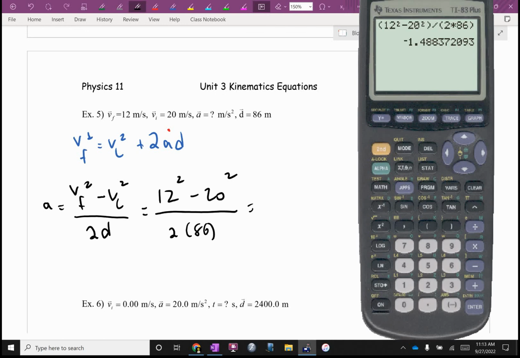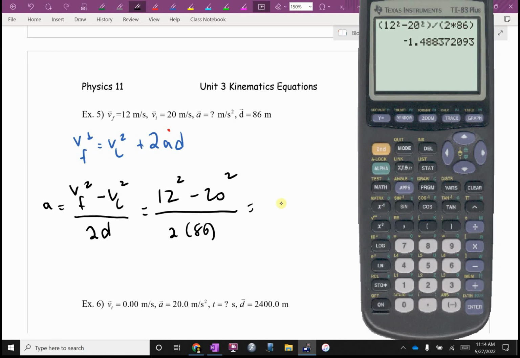Did you get negative 1.48? What was VI as a number exactly? What was VF as a number exactly? Did we speed up or slow down? Should I get a positive acceleration or a negative acceleration? You know what? The negative doesn't make me nervous. It actually confirms I probably did this right. To 3 sig figs, I think negative 1.49.